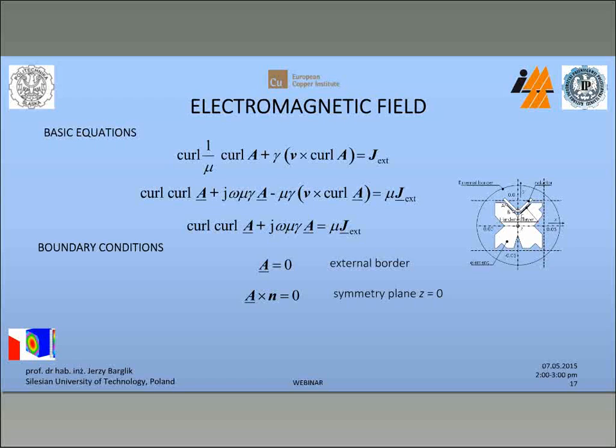As the electromagnetic field, classical basic equations are applied. It is the equation for the magnetic vector potential. Of course, the term with velocity should be neglected. And we could consider any part of the system as having constant magnetic permeability. We should use the equation for the phasor of magnetic vector potentials. Here, of course, omega is the angular frequency, mu the magnetic permeability, and gamma the electric conductivity.